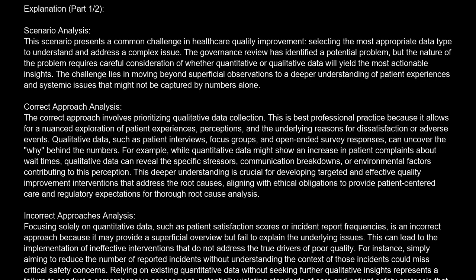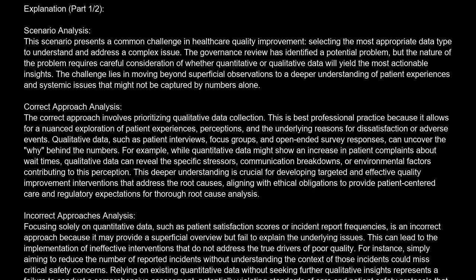Correct approach analysis. The correct approach involves prioritizing qualitative data collection. This is best professional practice because it allows for a nuanced exploration of patient experiences, perceptions, and the underlying reasons for dissatisfaction or adverse events. Qualitative data, such as patient interviews, focus groups, and open-ended survey responses, can uncover the why behind the numbers. For example, while quantitative data might show an increase in patient complaints about wait times, qualitative data can reveal the specific stressors, communication breakdowns, or environmental factors contributing to this perception.